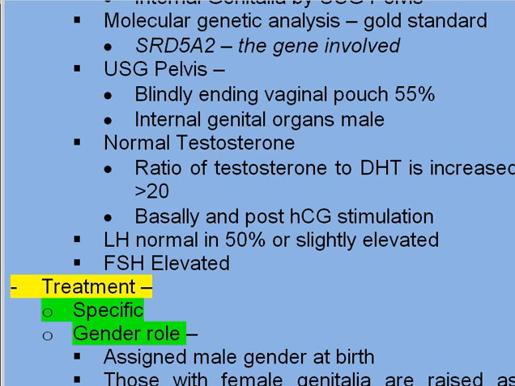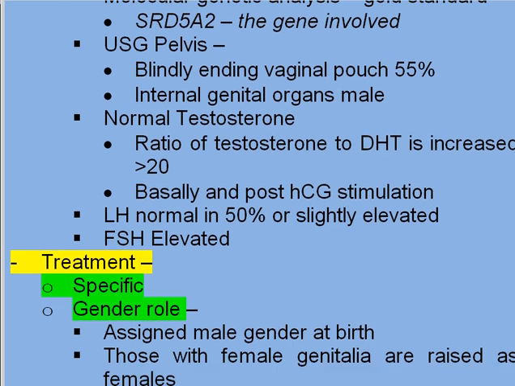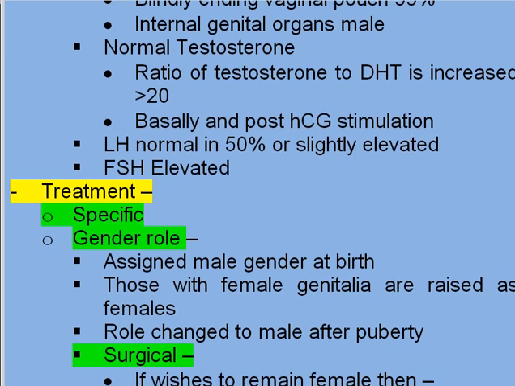no specific treatment. However, you have to assign the gender role. Most of the kids are assigned the male gender at birth. However, those with the female genitalia are raised as females. Sometimes the role changes to the male after puberty, जैसे आप लोगों ने सुना होगा कि औरत मर्द बन गई या मर्द औरत बन गया. So these are this type of disorders.